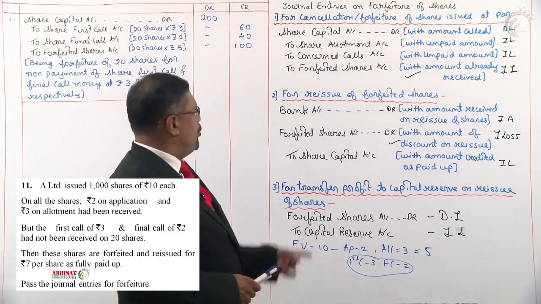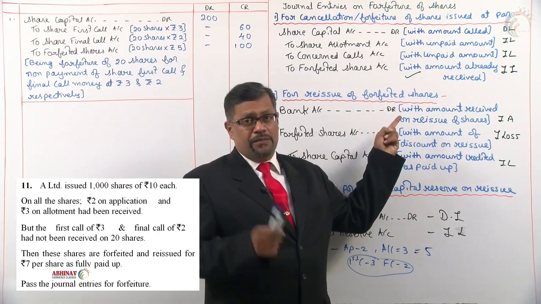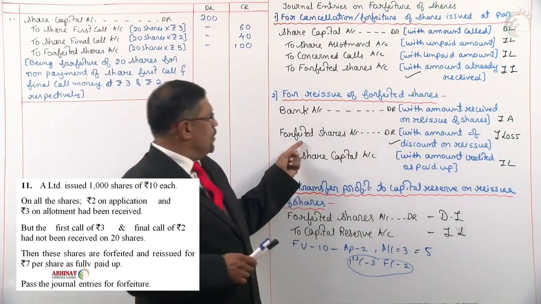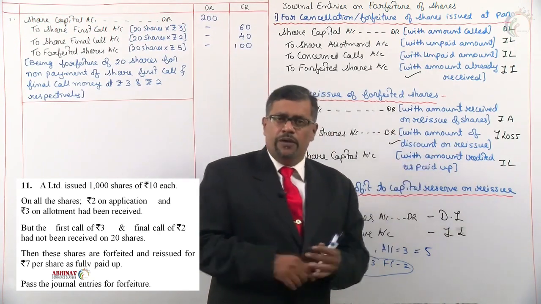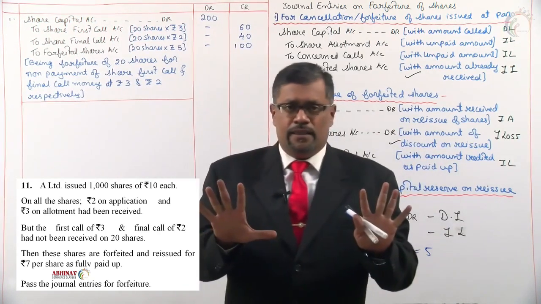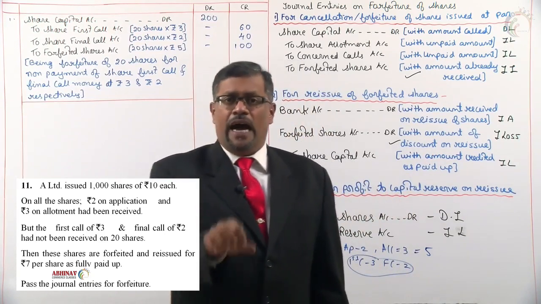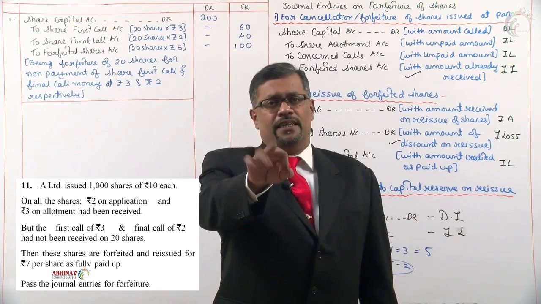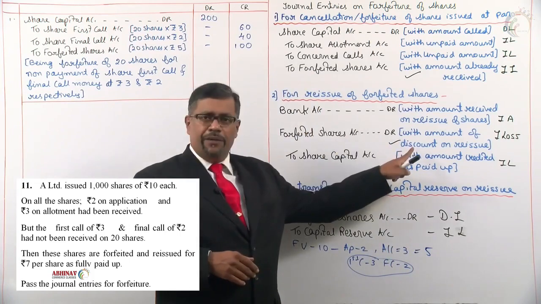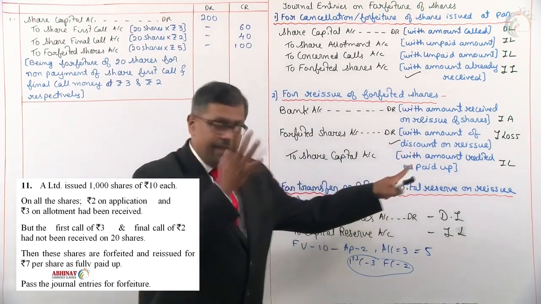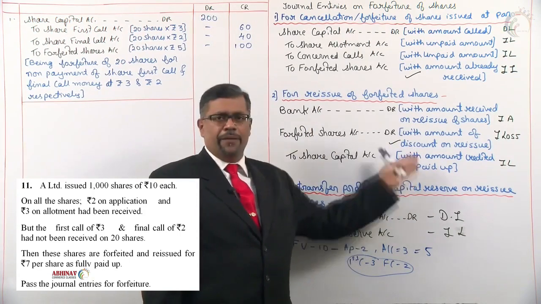7. Entry for reissue. Bank account debit with amount received on reissue, 7 rupees multiplied with 20 shares. Forfeited shares account debit with what amount? Discount on reissue. Face value is 10. We are reissuing at 7. So we are reissuing it at 3 rupees less. So 3 rupees is our discount. Forfeited shares account debit 3 rupees into 20 shares, to share capital with amount credited as paid up.